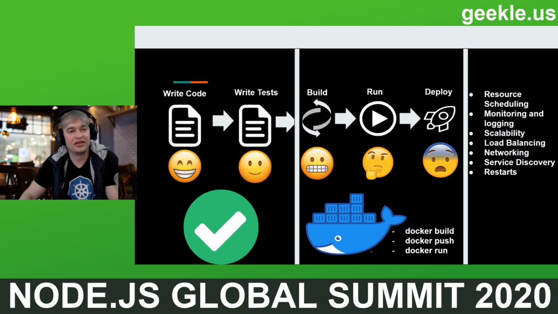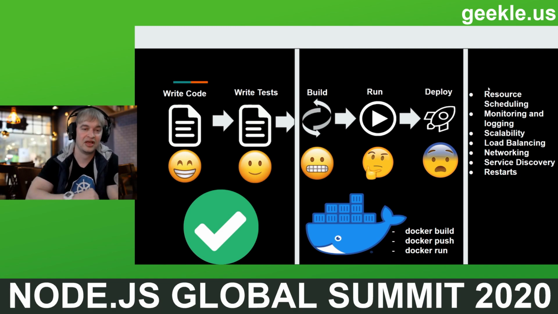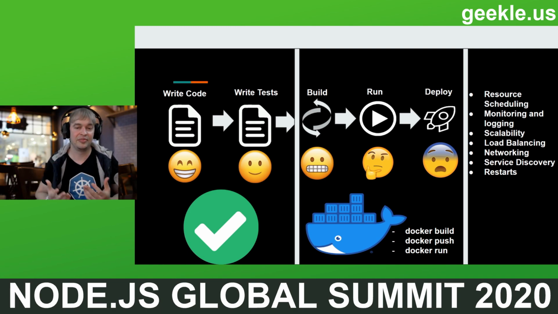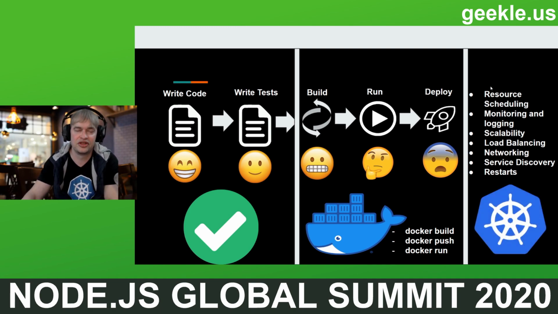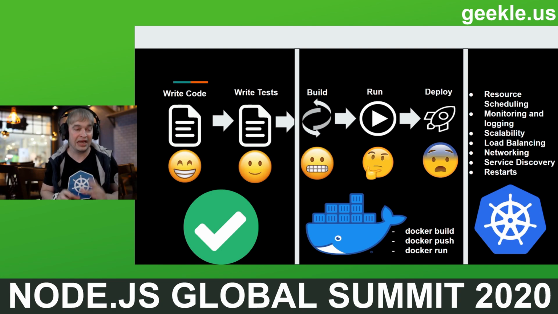So now we take a look at the right side, and we have resource scheduling, monitoring, logging, scalability, load balancing, all of this complex stuff. Now, the whole purpose of this is not to tell developers they need to learn about all of these things, because as a developer, you shouldn't have to worry about resource scheduling, monitoring, logging, and all the complexities involved in the lower details. This is where Kubernetes comes in. So the whole point of Kubernetes is to abstract away the networking and the service discovery. Kubernetes should automatically restart your application when it becomes unresponsive.